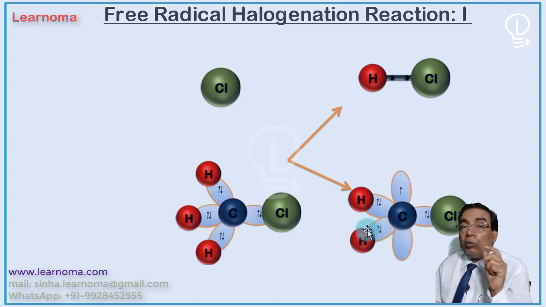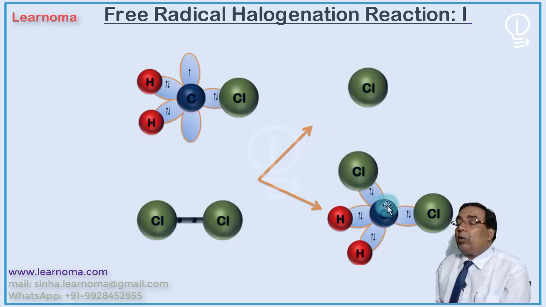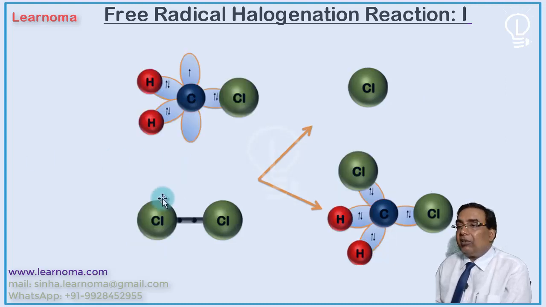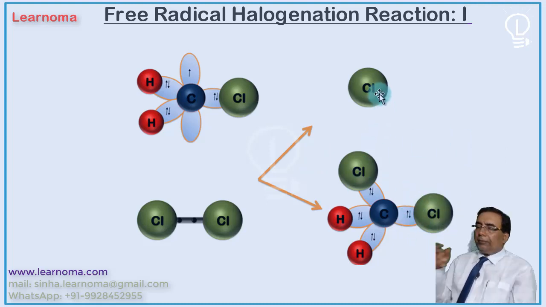Rather, we will look for the stable product. What happens if this reacts with chlorine molecule? If this reacts with chlorine molecule, a stable product is formed. Which product? See this. If this reacts with chlorine molecule, a stable product CH2Cl2 is formed and a Cl radical is produced.